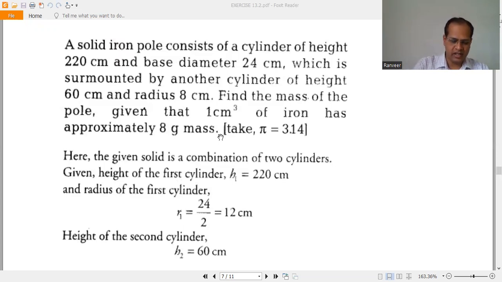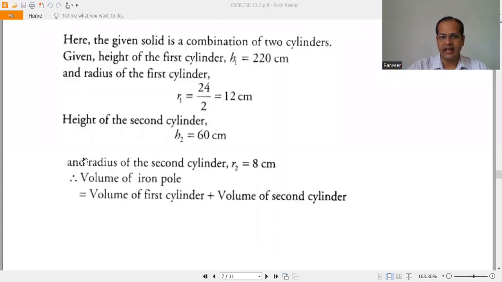So first of all, this unit is 1 centimeter cube, which is nothing but volume. If we find the total volume of both the cylinders and multiply by the given grams, then we will get the total mass of the pole. First of all, the height of the first cylinder is 220 centimeter and the diameter is 24, so the radius is 12 centimeter. Now the height of the second cylinder h2 equals 60 centimeter and radius 8 centimeter.